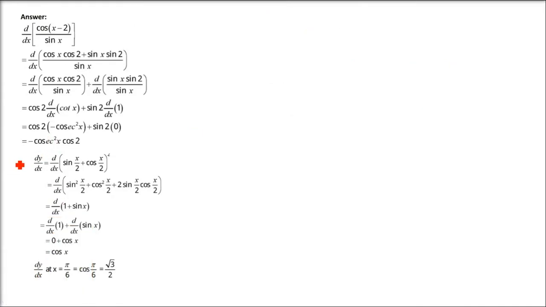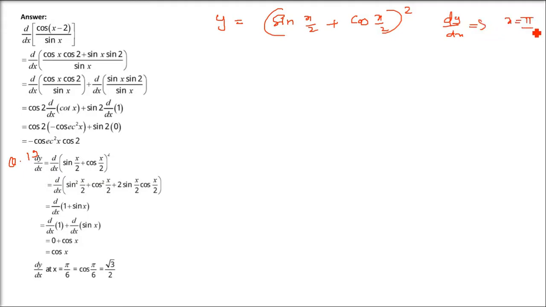Now coming to question number 19. A few of these questions which are coming are like this. It is given in the question, y is equal to sin x by 2 plus cos x by 2 whole square. So we have to find dy by dx at x equals pi by 6.